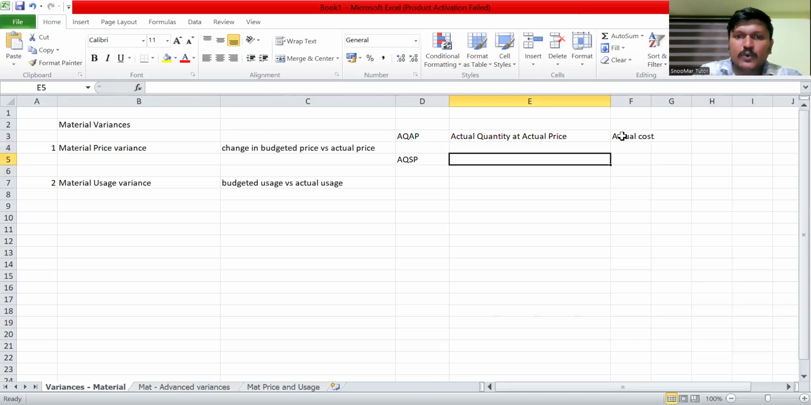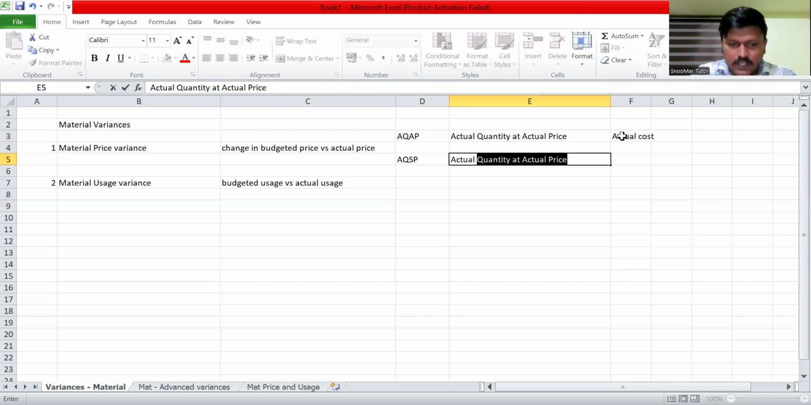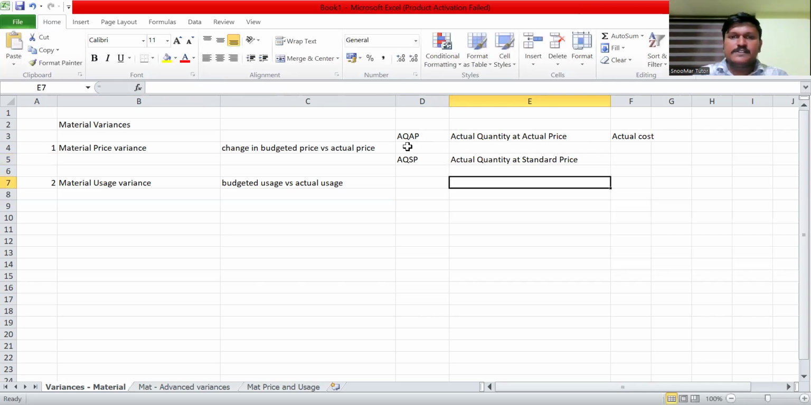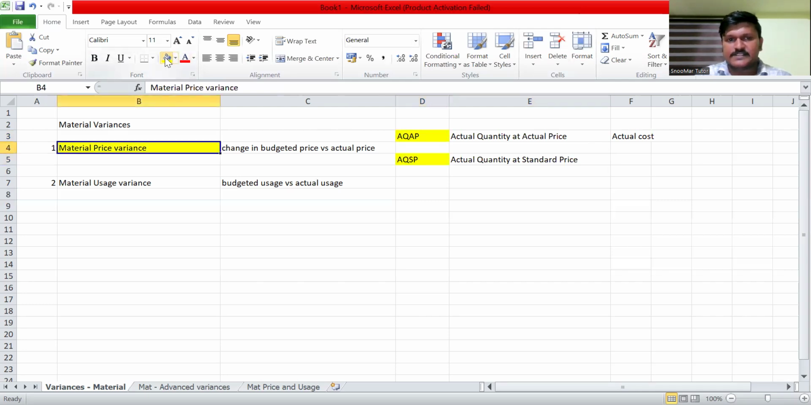Now coming to AQSP. It is again actual quantity, but actual quantity at your standard price. You would be budgeting on a standard cost, so standard price. What is the standard price? It's a unit cost basically. So the difference between AQAP and AQSP will give you your material price variance. This is your price variance formula.